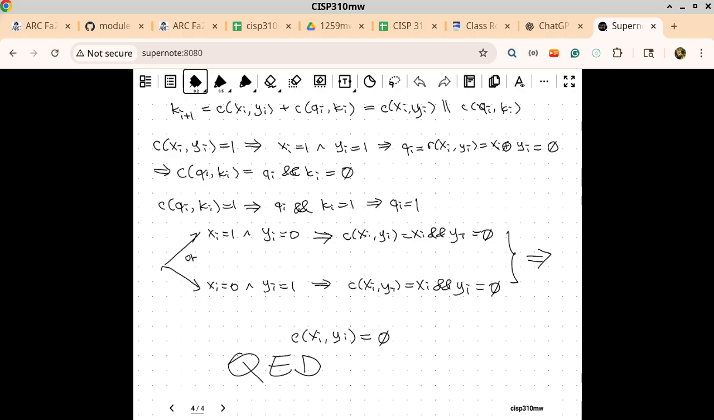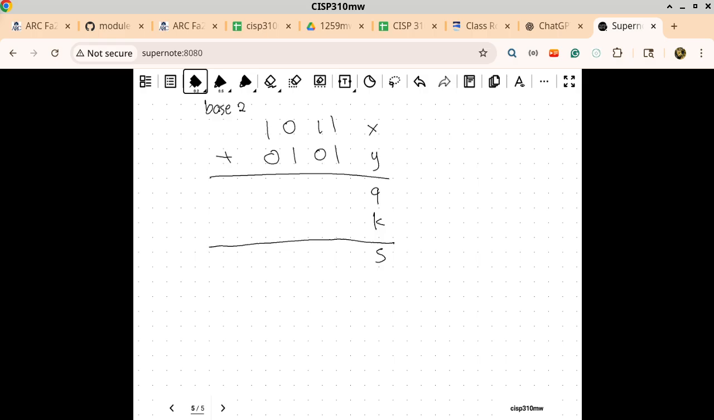Well, we still have some time left. Let me see. Oh, we can go through a few examples. I think that would be super helpful. So let's go through some examples of binary addition. Everything is a 0 or 1. So we'll start with 1011 plus 0101. This is all in base 2, so I'm going to specify this is all in base 2. This is X, this is Y, this is Q, this is K, this is S. Okay, all right, let's do this.